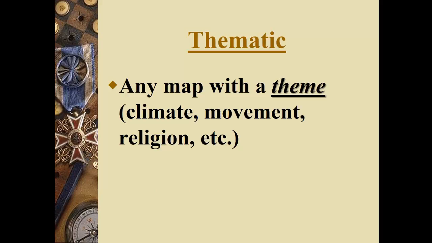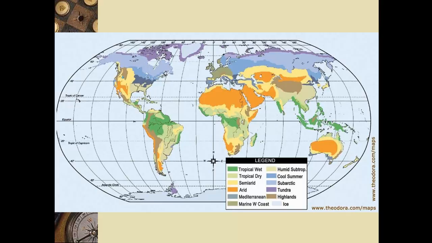Then there's a thematic map. It's any map with a theme. This theme could be, for instance, climate, movement, religion, something like that. It has an overall idea. So, does this map show us countries? No. Does this map show us peninsulas? Nope. Does it show us mountains? Nope. It shows us climate.